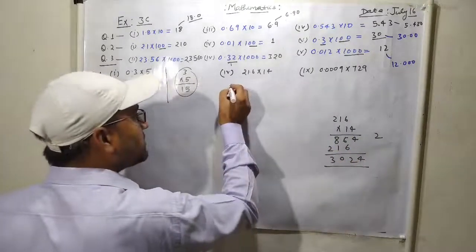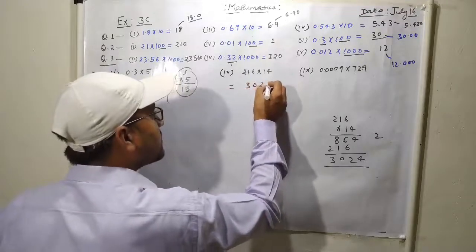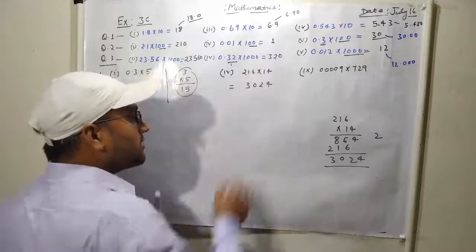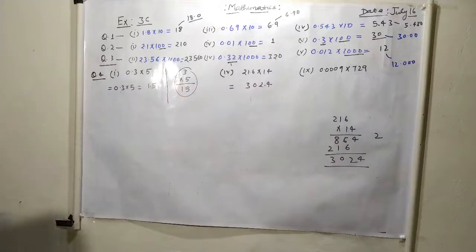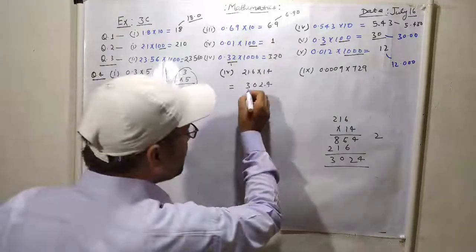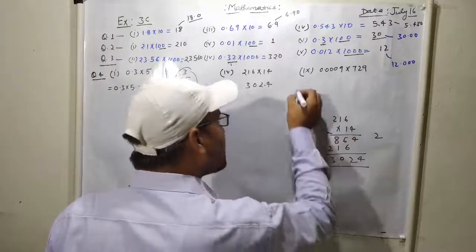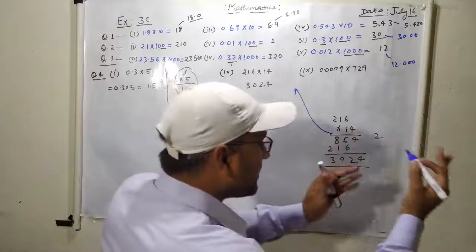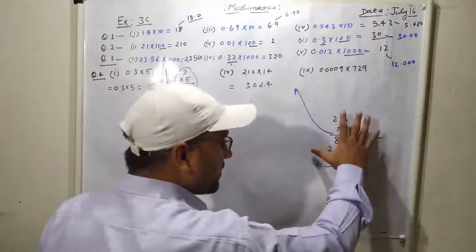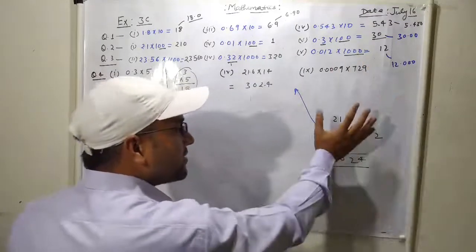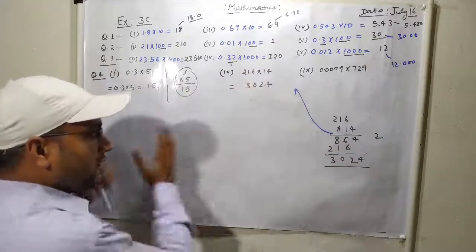So the product of this one, what will you get? You will get 3024. And you see here is 1 decimal place, so count one number from the right side and put the decimal. Your answer is 302.4. You can do this multiplication on the right side of your page, and then write the answer on the left side. This is not rough work, it is fair work.